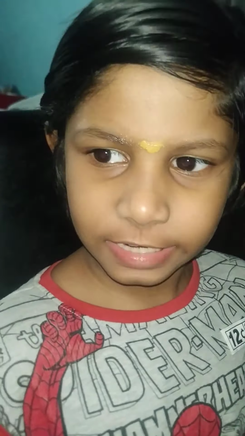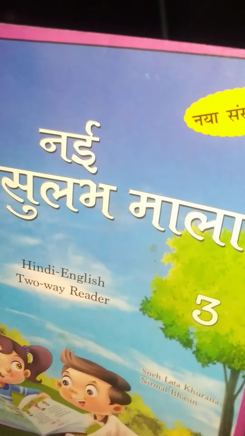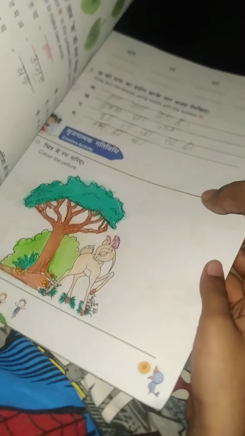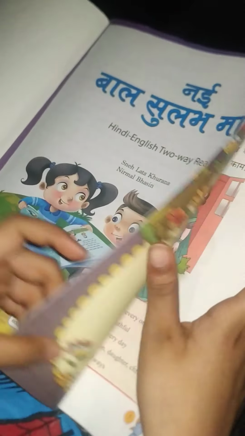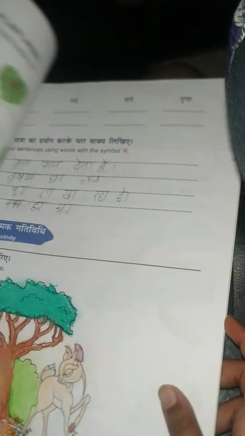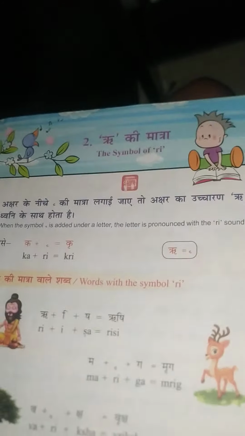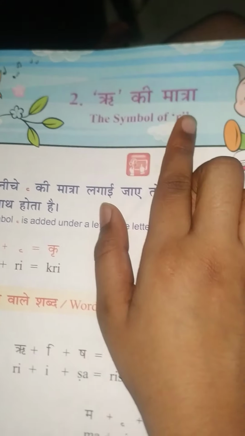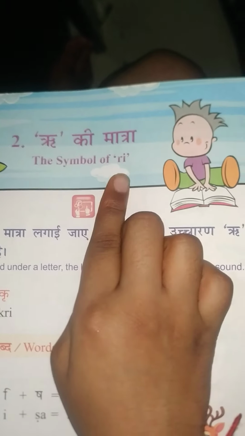Today, we are going to study Hindi Bal Sulabh, or we can say Hindi English reader. That's the meaning. Book 3. We've finished this poem. So now it's the second lesson. That's Ruki Mata, that means the symbol of Ru.